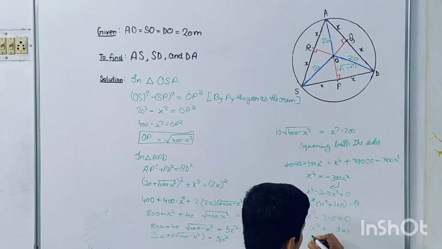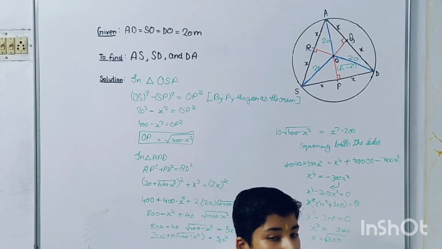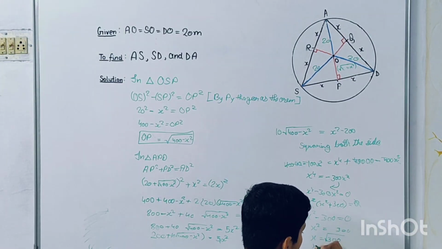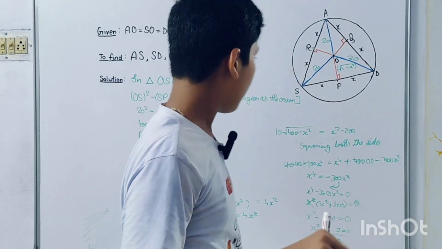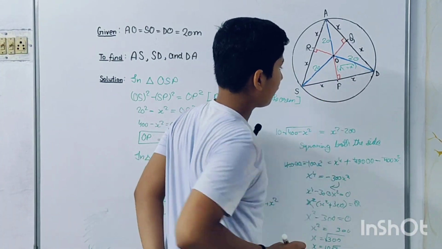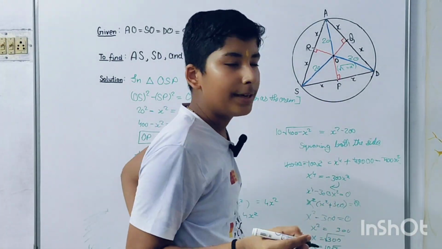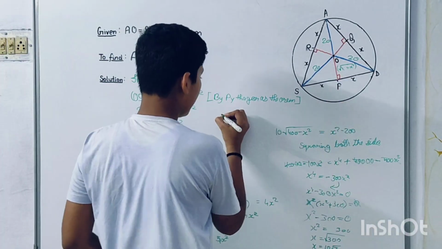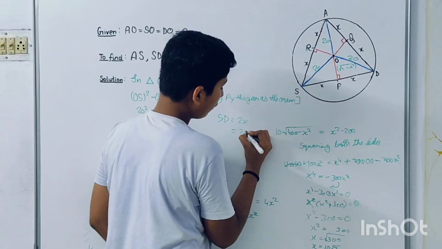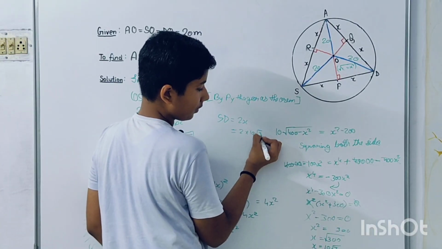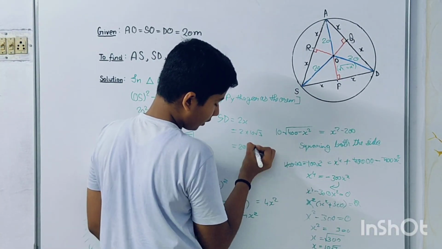So x equals root of 300, which is 10 root 3. So our x is 10 root 3, means this side is 10 root 3. So HD will be 10 root 3 into 2. So here HD equal to 2x equal to 2 into 10 root 3 equals 20 root 3.